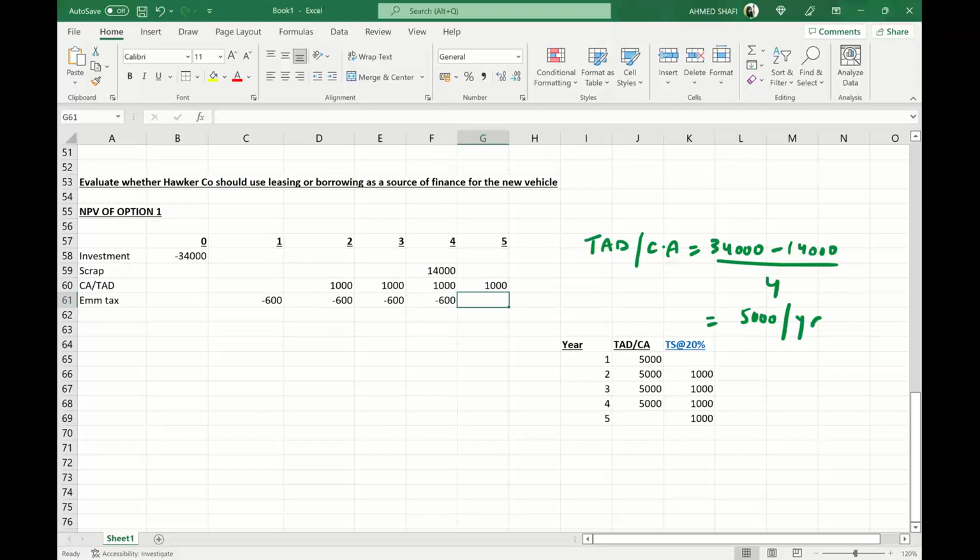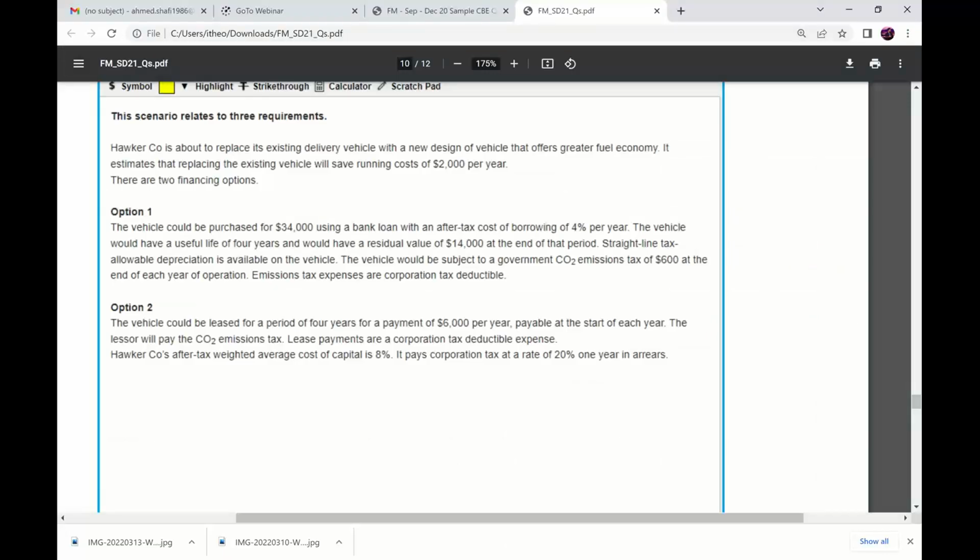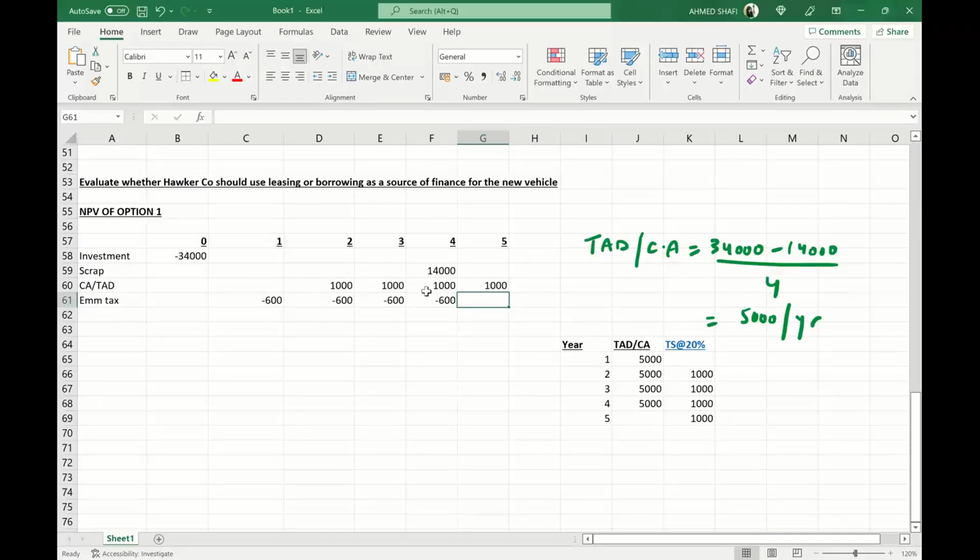And it states emission tax are tax deductible. What does this mean? Emission taxes are tax deductible. That means this is an outflow. It will reduce your profits by 600, so will result in a tax benefit of 600 into 20%, 120 in arrears. Taxes in arrears, right? So 120 in later years.